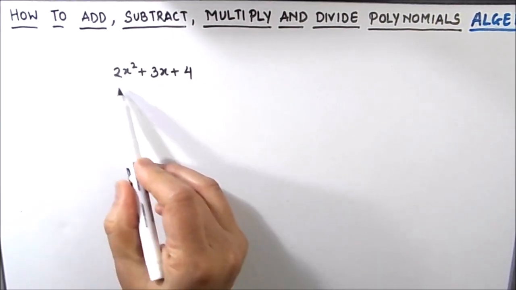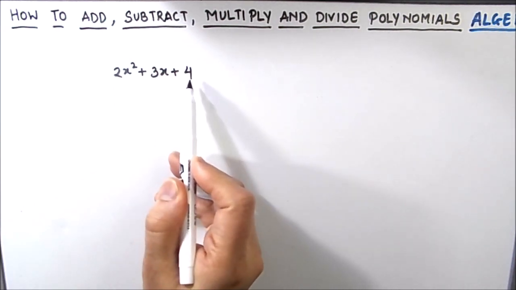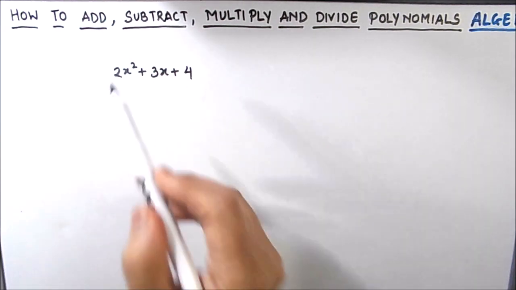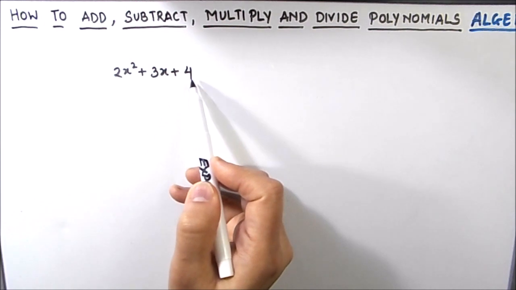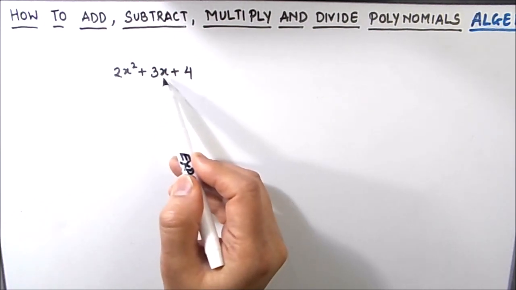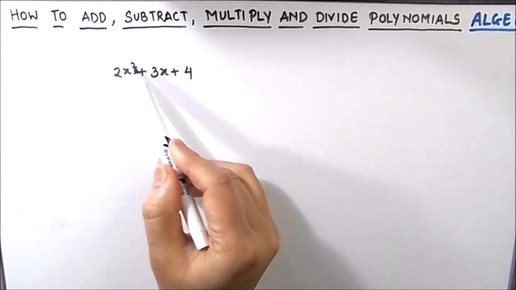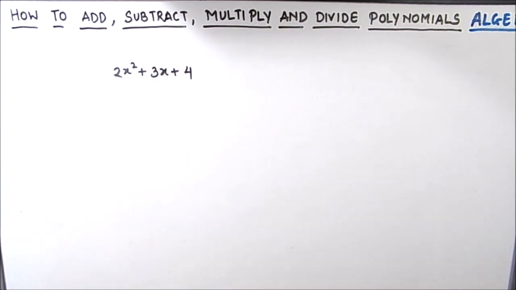For example, 2x square plus 3x plus 4 is a polynomial. A polynomial can have many terms. It can be a constant or a product of the constant and variable. Also, the highest power of the variable, or the highest index of the variable, is the degree of the polynomial. So let's start with a few examples of adding the polynomials.